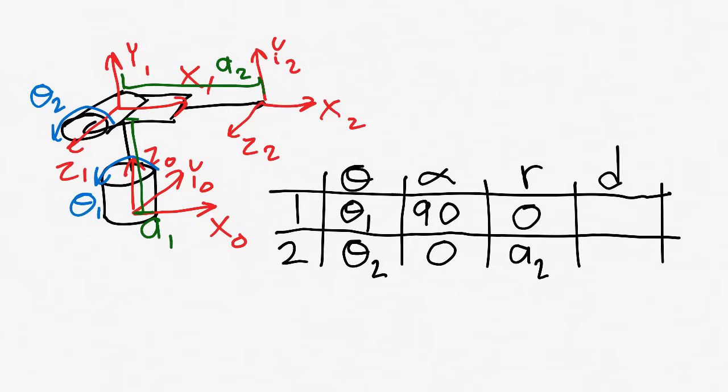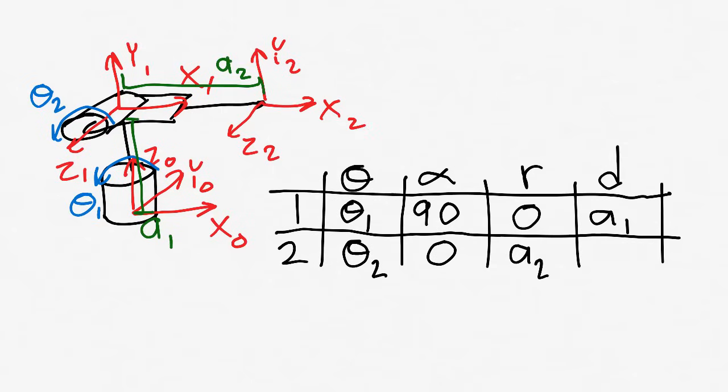Let's move on to the d parameter. D is defined as the distance between the centers of the two frames in the zn-1 direction. Let's do the first row. Here, we want to think, what is the distance between the center of frame 0 and the center of frame 1 in the zn-1, in this case, the z0 direction? Here, that distance is a1, so I'll fill in a1 in the parameter table.